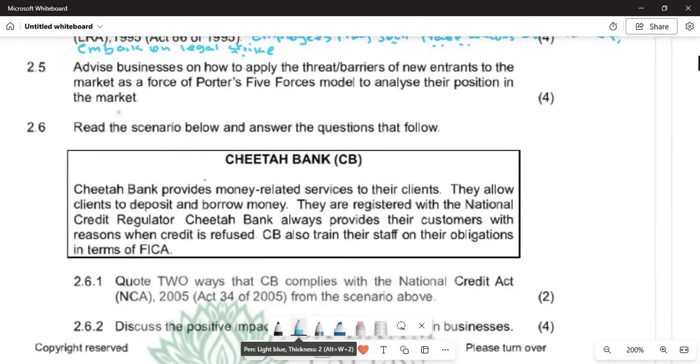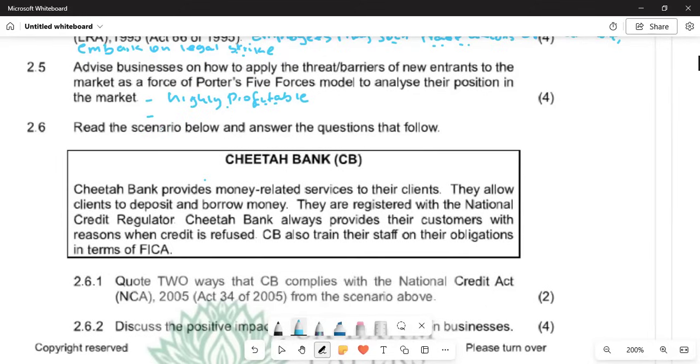Here we're saying if a business is highly profitable, it may attract more competitors. If a business is highly profitable, it means it is going to attract more competitors that want to benefit from the high profits. So competitors will want to benefit from those high profits. That is when we're talking about the threat of entry.